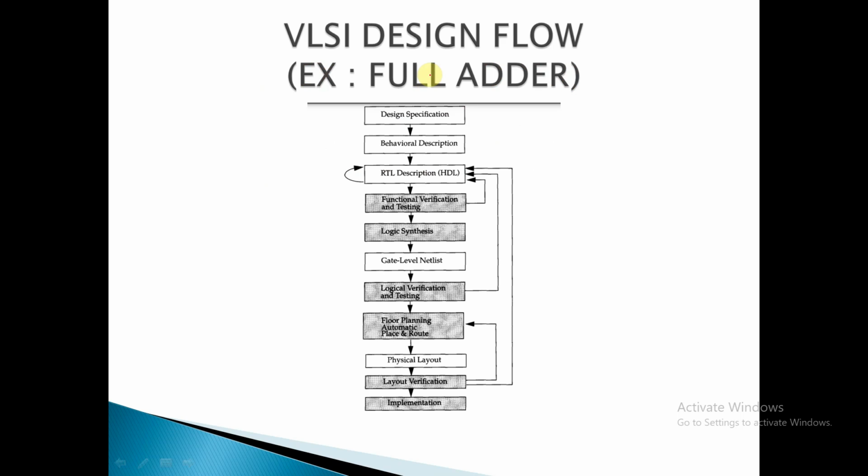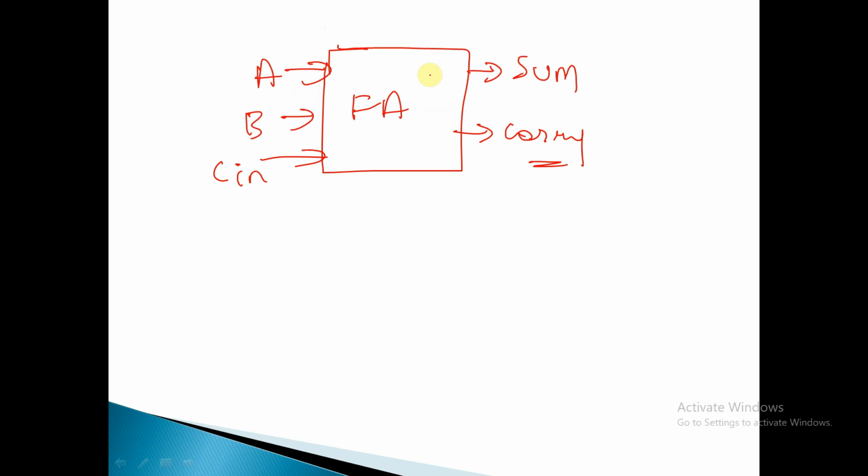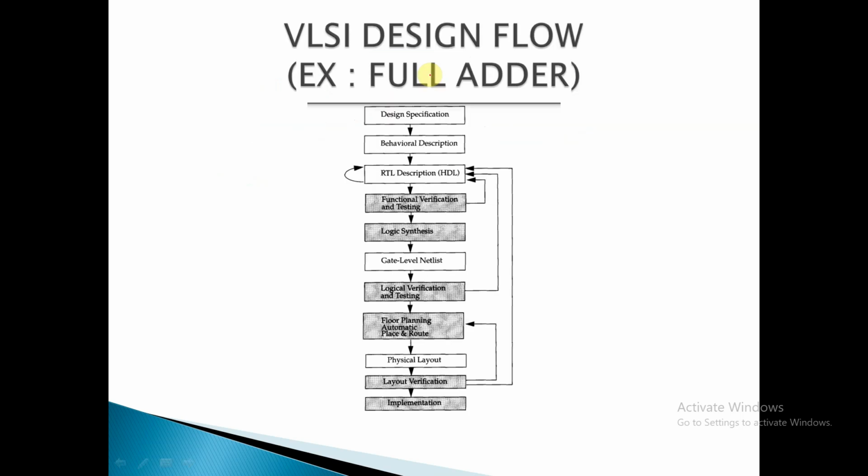In the VLSI design flow, the first step is design specification. If you want, you can write your running notes, or I will share this PPT. So the first step of the VLSI design flow is design specification. That is, we are going to specify all the inputs and all the outputs of a design. In the case of the full adder, we specify that our inputs are A, B, and Cin, and what we have as the outputs. That is our design specification.